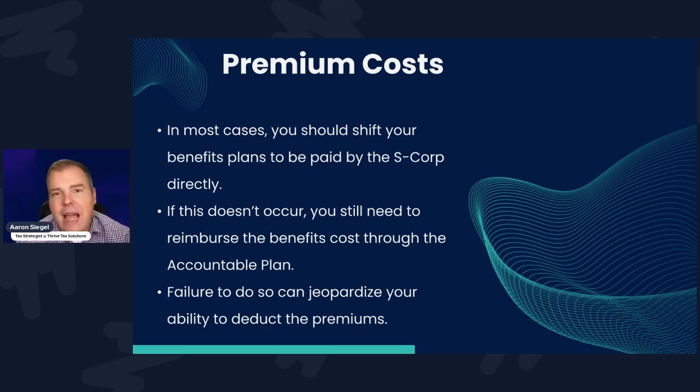And one of the things that happens when you convert to an S corporation is that the health insurance premiums that you had been paying personally are no longer deductible unless you follow some steps. You really want to shift those benefits payments to be paid by your S corporation. So if the S corporation is paying things directly, it's covering one of the two prongs.